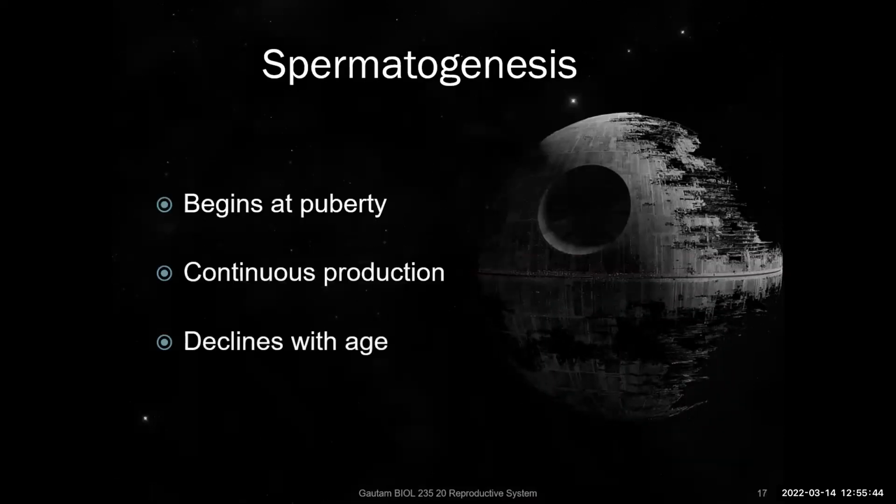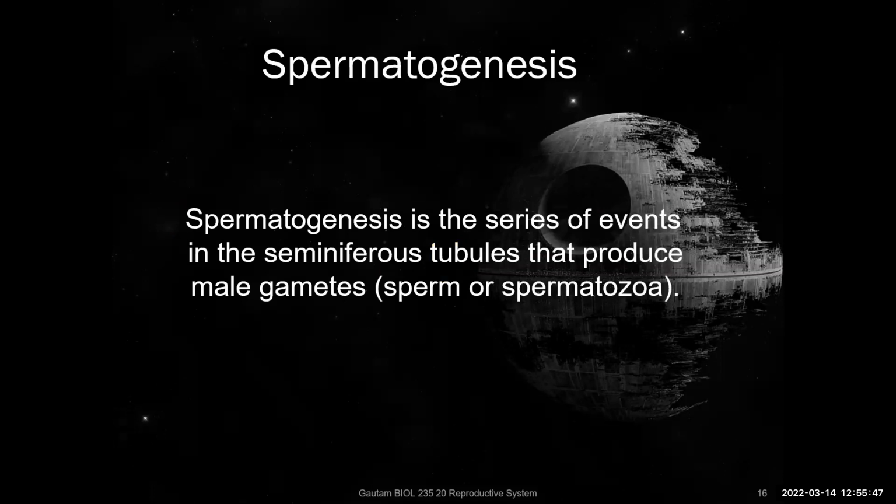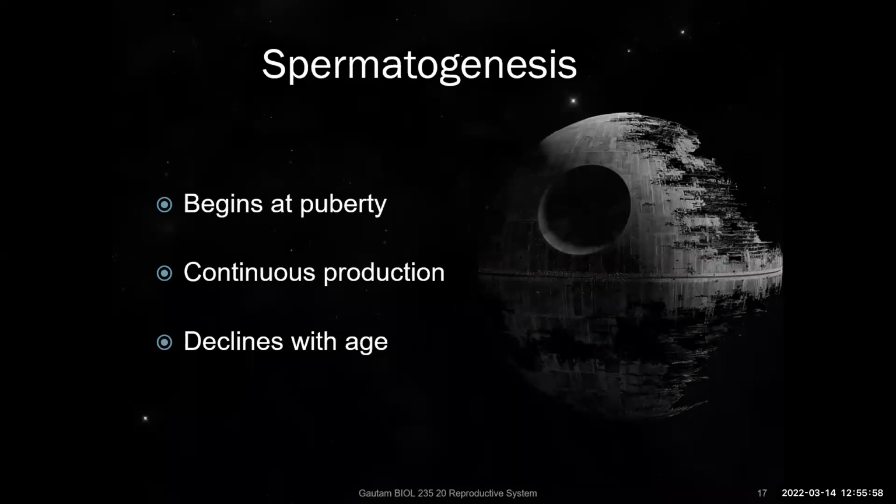Just briefly, spermatogenesis is the series of events that occur within the seminiferous tubules in the testes, and these events lead to the formation of mature sperm. Spermatogenesis begins at puberty. It continues throughout the life of the male, although the rate will drop, and the quality of the sperm cells formed also degenerates. It declines with age, and the healthiness of the sperm also degenerates with the age of the male.